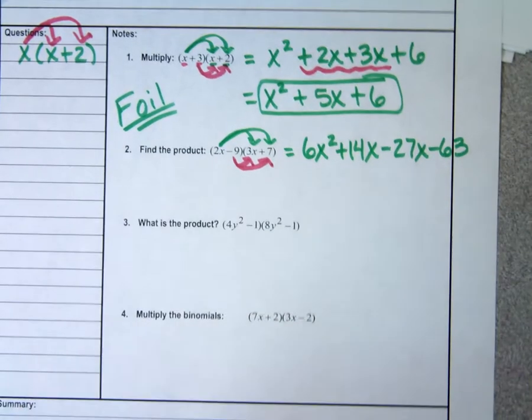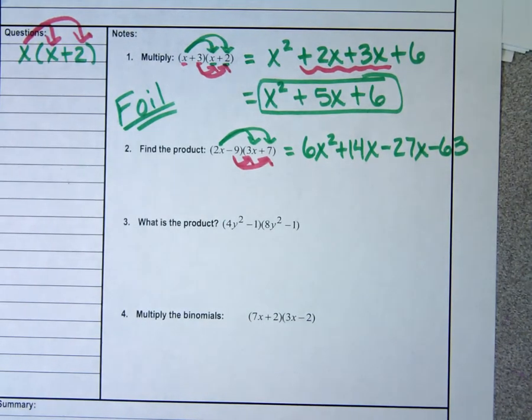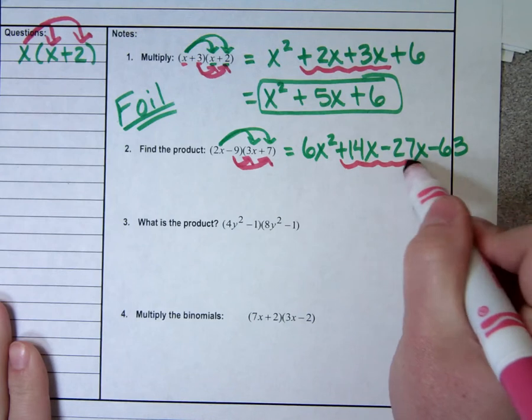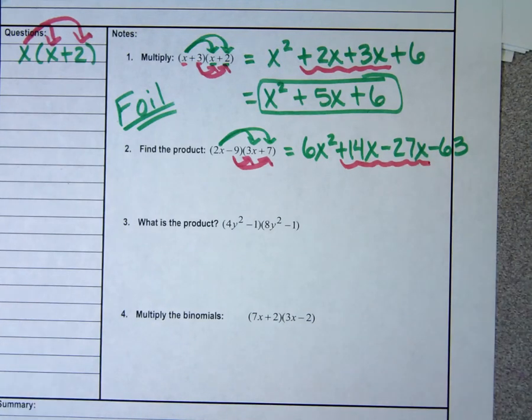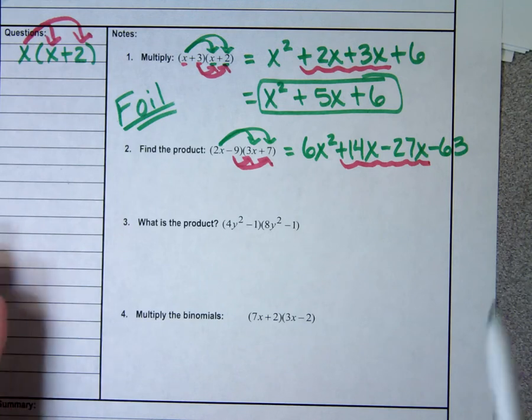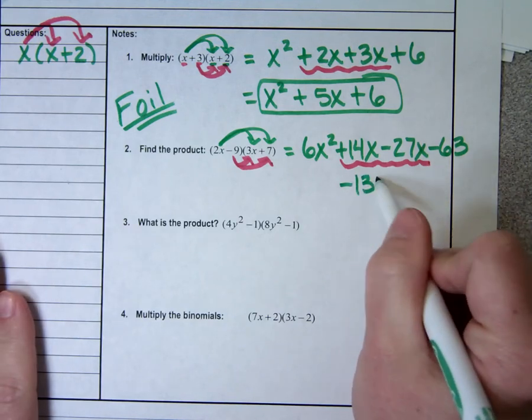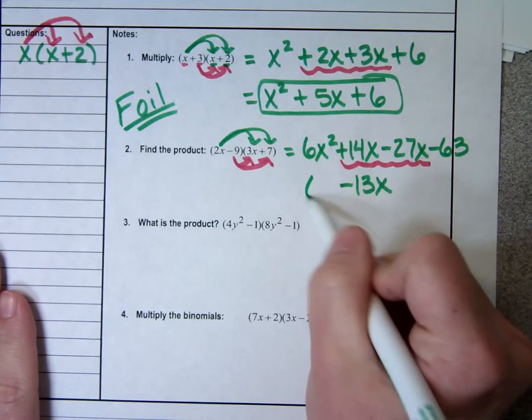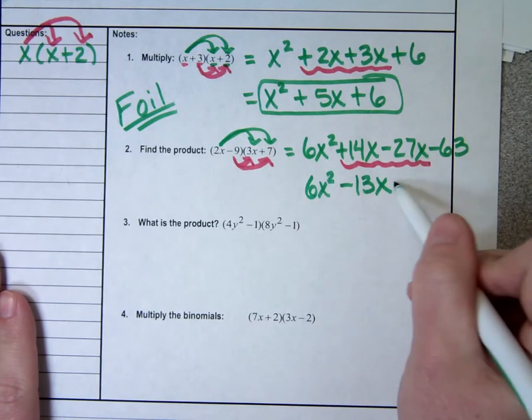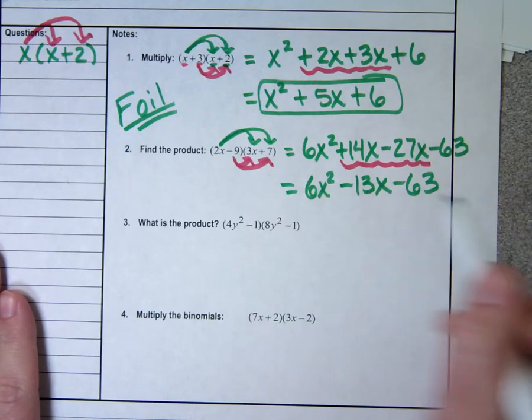Okay, I'm done multiplying. Multiplying is over. And now I want to add and subtract like terms. These are both x's, so I can actually combine those. And what do you get if you combine a 14x minus 27x? A negative 13x. And then just drop your 6x squared, and then just drop your minus 63. And that's our answer.